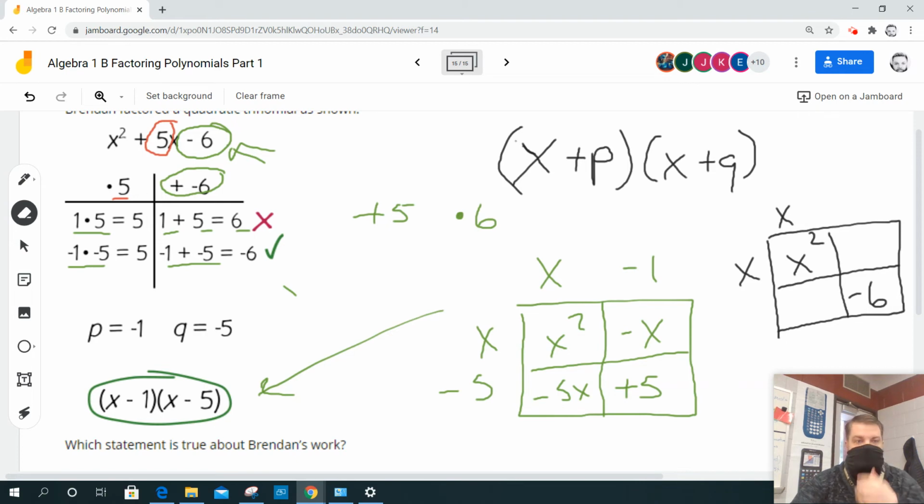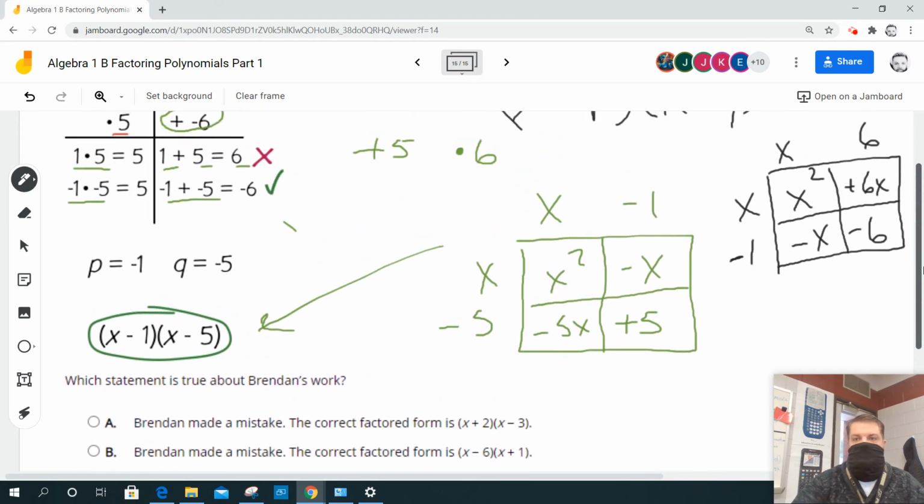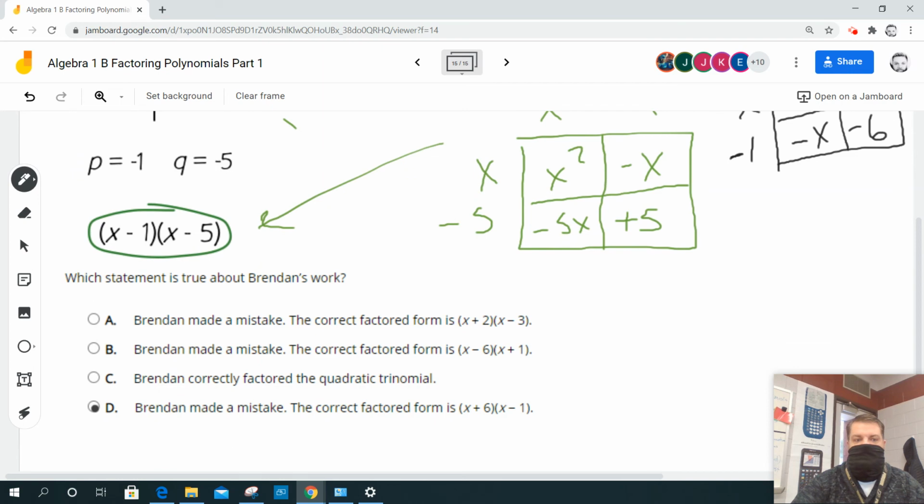So I did that on purpose, you guys, because I want you to go through the process and just guess and check. So if I say 6 times 1, and I make this 1 negative, I get a negative x here and a positive 6x here. Well, what's positive 6x minus x? 5x. So it's actually positive 6 and negative 1. So the correct factor form is here.